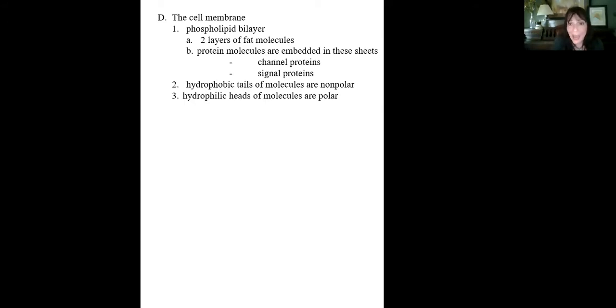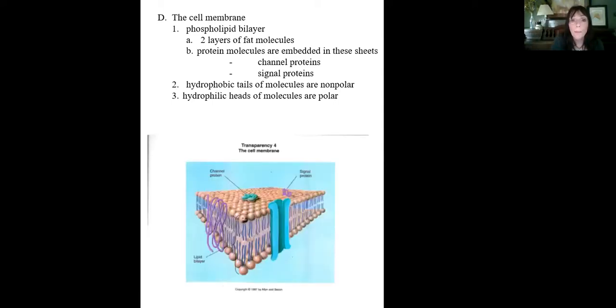And they are non-polar. However, there are heads of these molecules that go, I love water, I love it. Let me be next to fluid. Let me be next to the cytoplasm or extracellular fluid. And these are polar. And here's that little illustration.